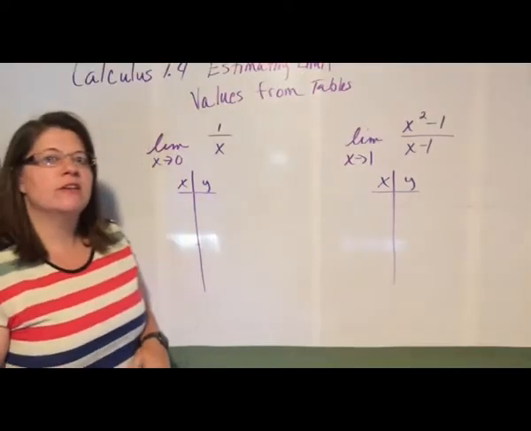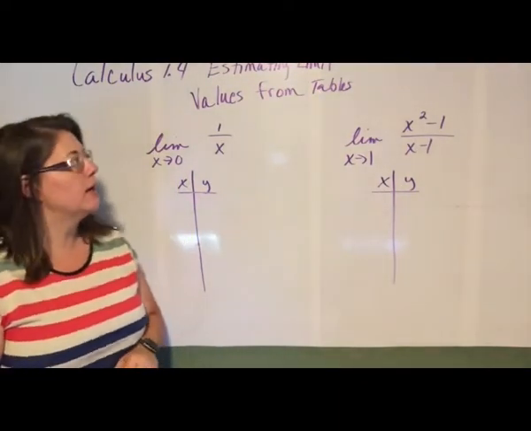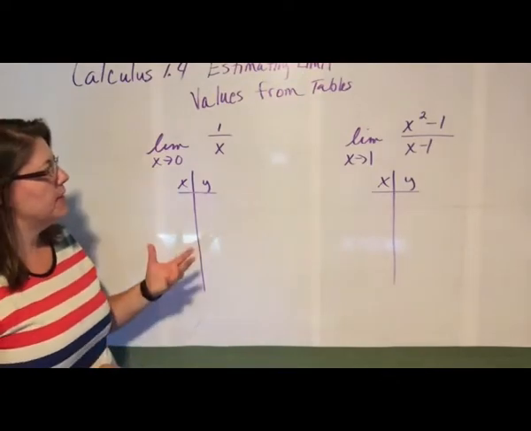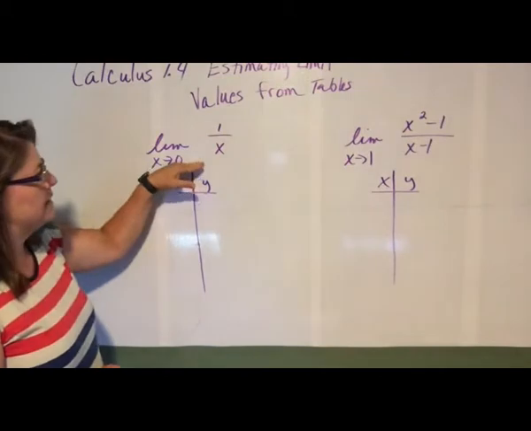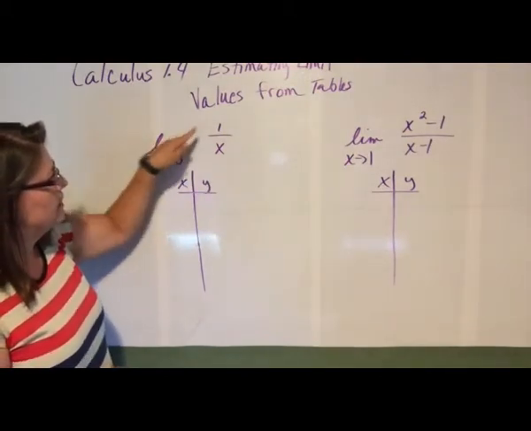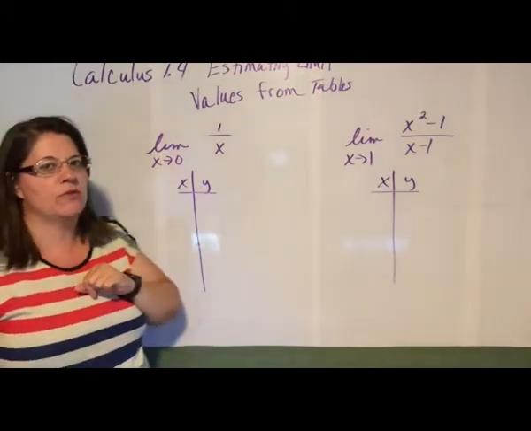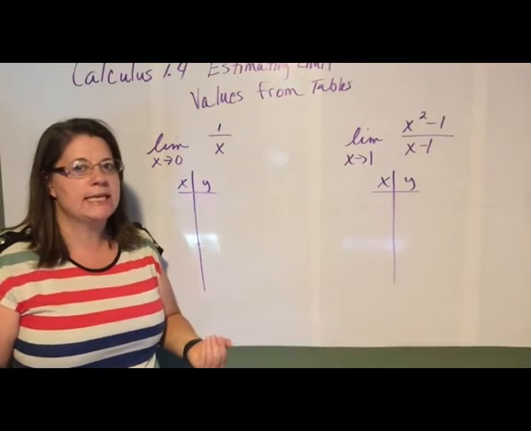This is AP Calculus 1.4, estimating limit values using tables. And sometimes they're going to give you a limit problem like in these examples. And this one says to find the limit of 1 over x as x approaches 0. And the directions are going to tell you to find that limit using a table.